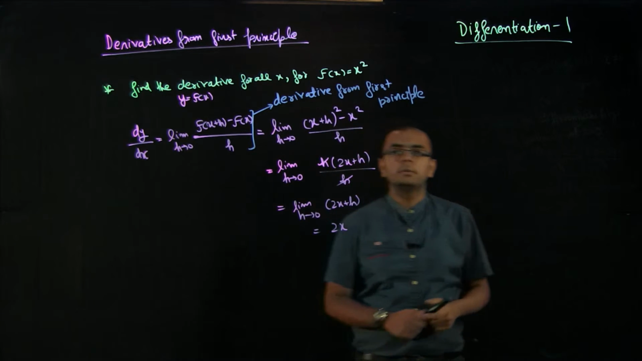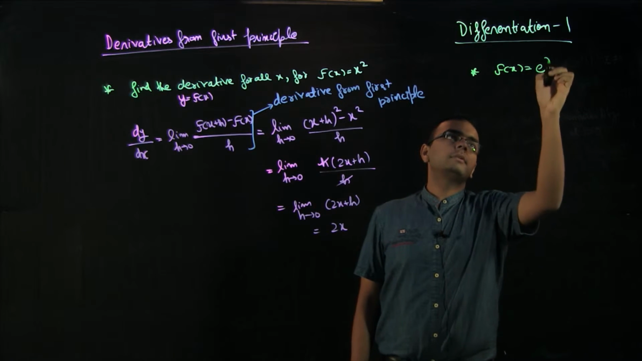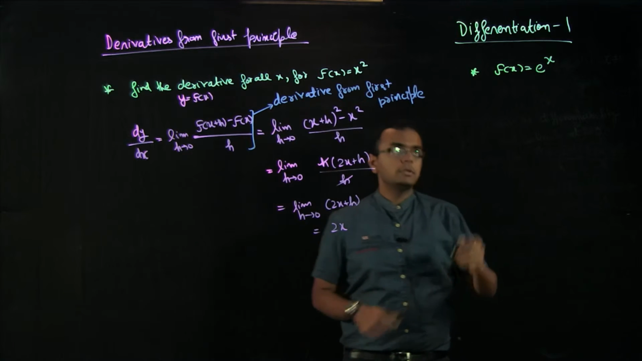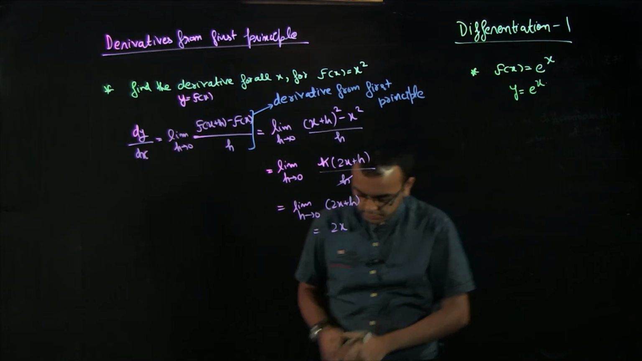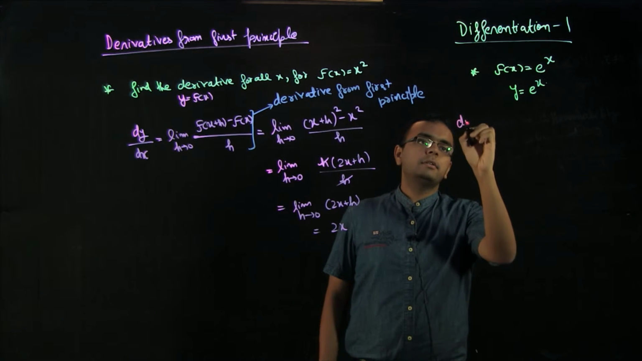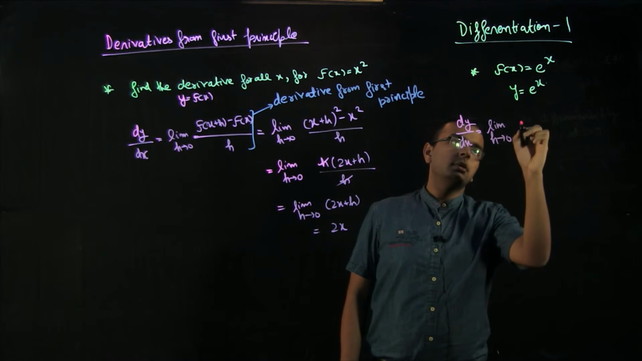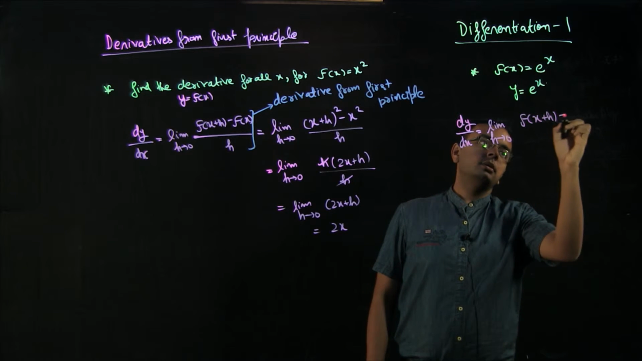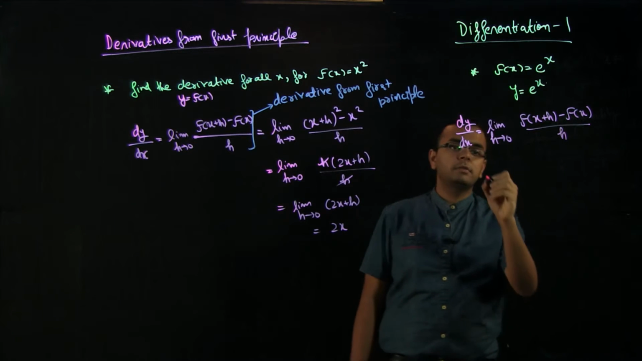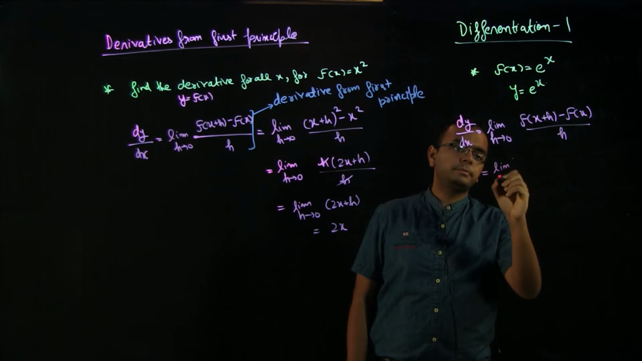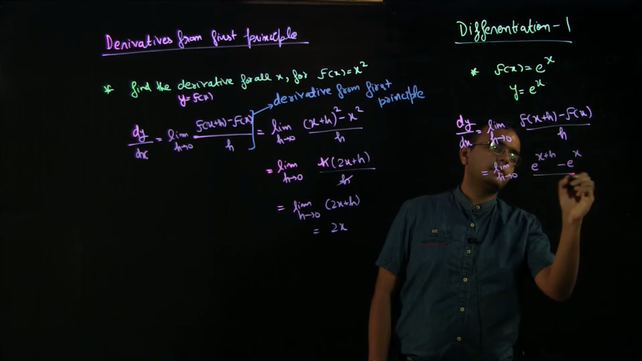So let us solve another problem for finding the derivative, and here f(x) is equal to e raised to the power of x. In other words, y is equal to e raised to the power of x. So if you want to find dy by dx, we write dy by dx is limit h tends to 0 of f(x plus h) minus f(x) by h. So we know that f(x) is e raised to the power of x, so we can write it quickly, e raised to the power of (x plus h) minus e raised to the power of x by h.